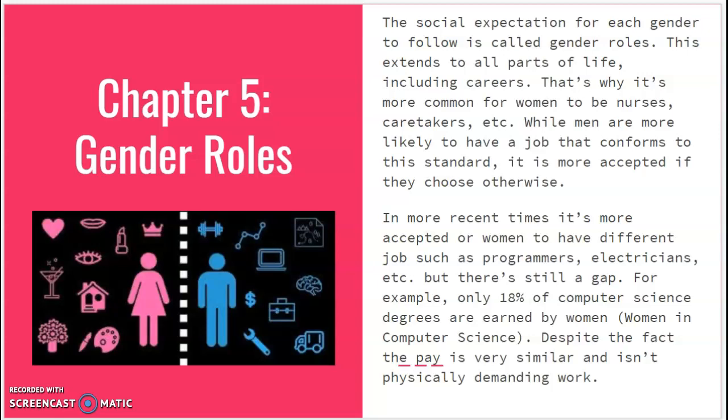Like in computer science, of people, only 18% of women are computer science people. Poorly worded, but you get my point. Despite the fact that anyone can do the job, it's more common for men to be there. We're working on that though.